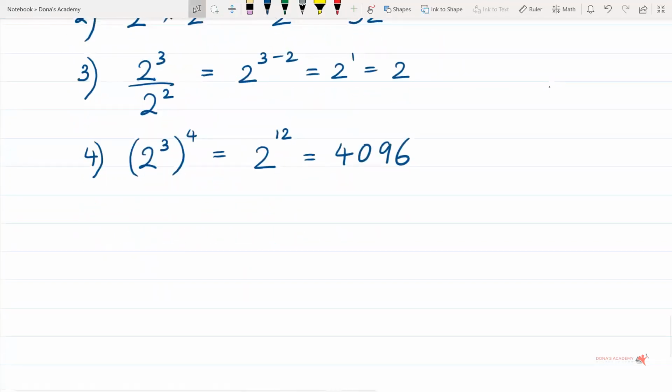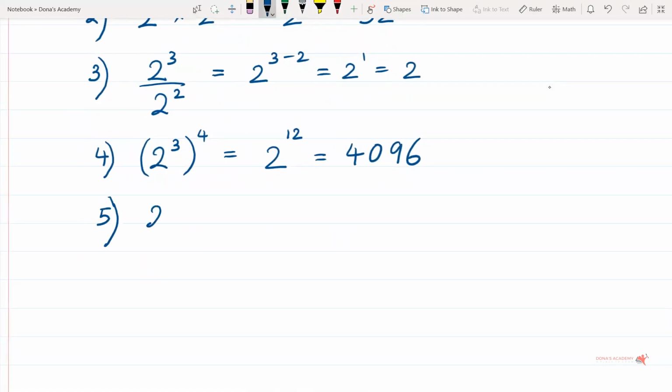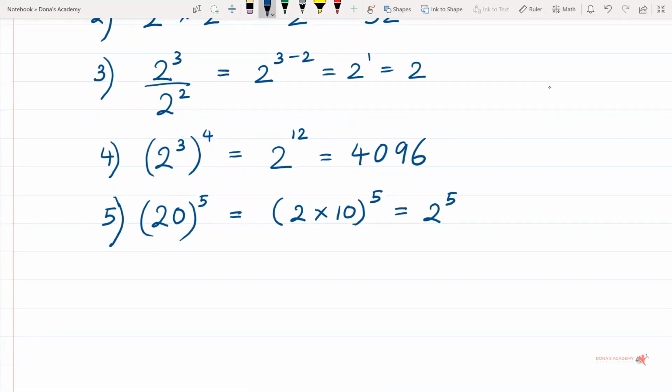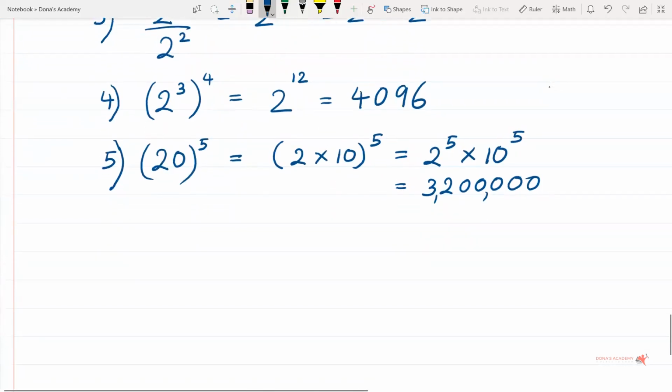All right. Number 5, 20 to the power 5. Now, how do we use laws for this calculation? We can write the inside number as 2 times 10, to the power 5. Then we can use the ab to the power n rule. So this is same as 2 to the power 5 times 10 to the power 5. And 2 to the power 5 is 32 and 10 to the power 5, so we have to write 5 zeros after 32.